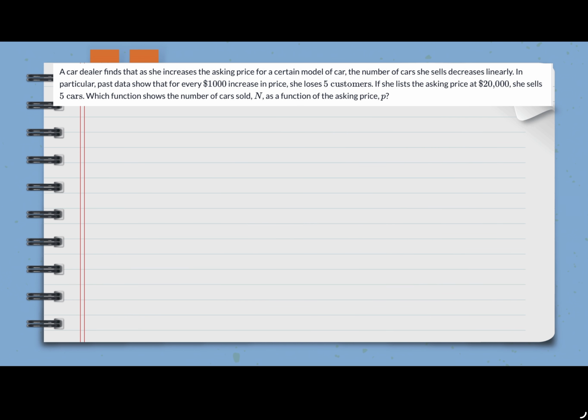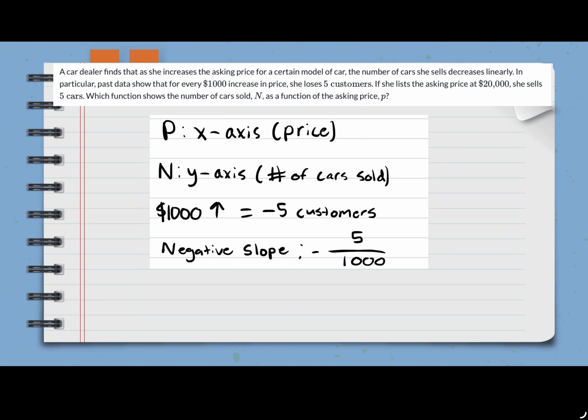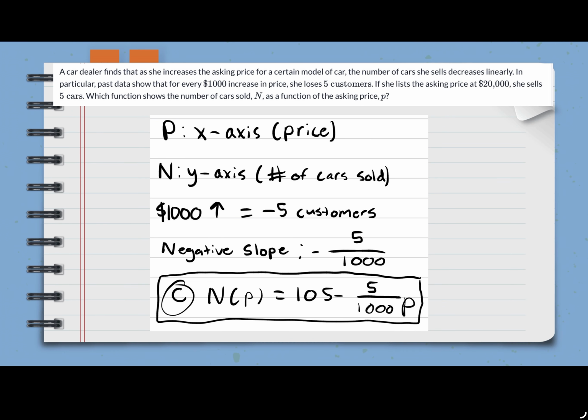Okay, so figuring this out, we have to figure out which is our independent variable and which is our dependent variable. So in this case, price is our independent variable, and the number of cars sold is dependent on the price. And we do know that for every $1,000 the price increases, our car dealer loses 5 customers. So that's a negative slope. And the only option choice with this negative slope is option C.